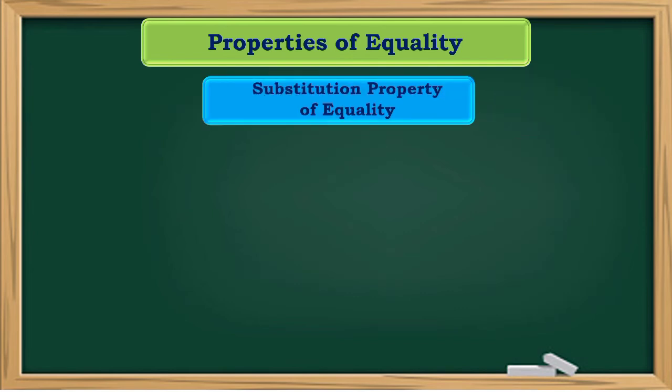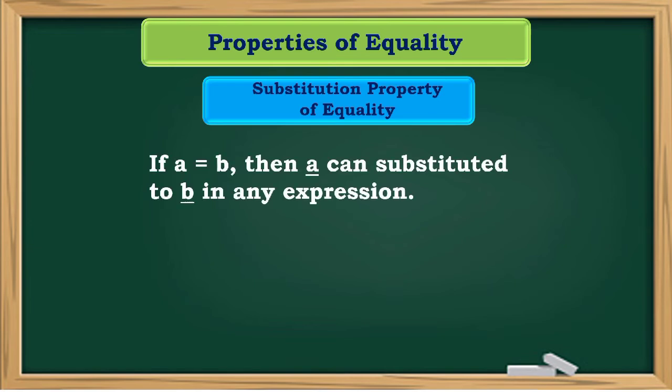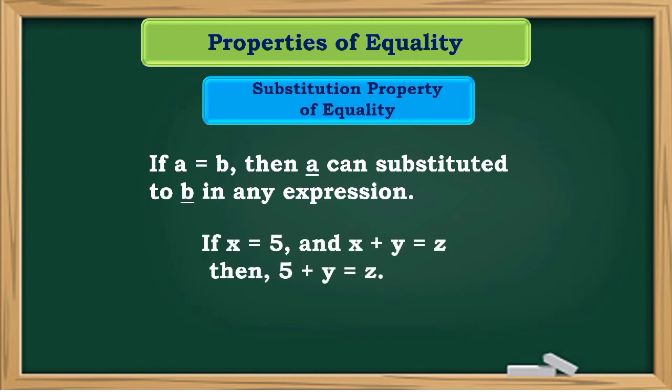Now the next property of equality is the substitution property of equality. If A is equal to B, then A can be substituted for B in any expression. For example, if x is equal to 5 and x plus y is equal to z, then 5 plus y is equal to z.